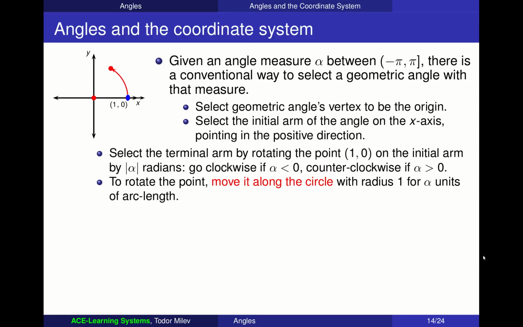We go counterclockwise if alpha is positive, and we go clockwise if alpha is negative. And the amount of distance we travel on that circle is given by the absolute value of the angle. So here, the distance that you see here is given by the absolute value of alpha.